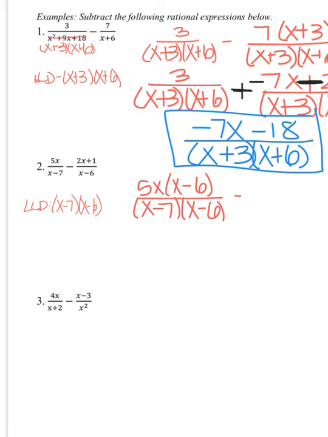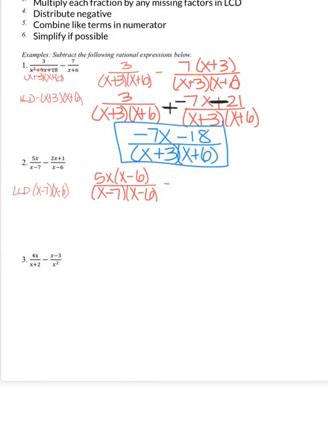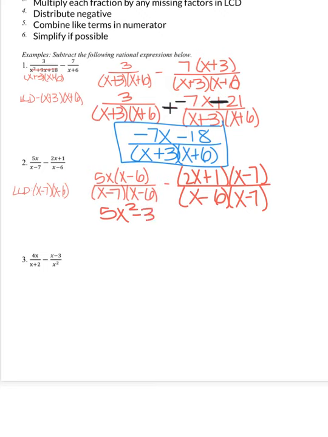Then we have minus 2x plus 1. That fraction was missing the x minus 7. So you multiply the top and the bottom of that fraction by x minus 7. Okay, now you're going to actually multiply. So this first fraction on the left is 5x squared minus 30x divided by x minus 6 times x minus 7.